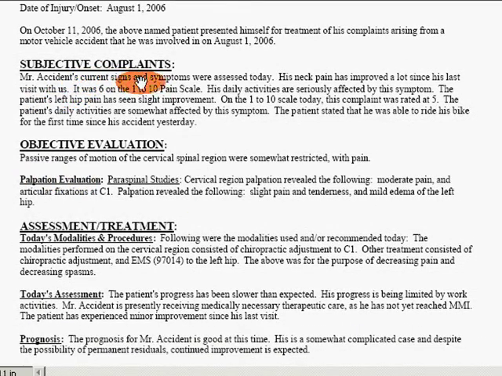Mr. Accident's current signs and symptoms were assessed today. His neck pain has improved a lot since his last visit with us. It was 6 on the 1 to 10 pain scale. His daily activities are seriously affected by this symptom. The patient's left hip pain has seen slight improvement on the 1 to 10 scale today. This complaint was rated at 5. The patient's daily activities are somewhat affected by this symptom. And the patient stated that he was able to ride his bike for the first time since his accident yesterday.